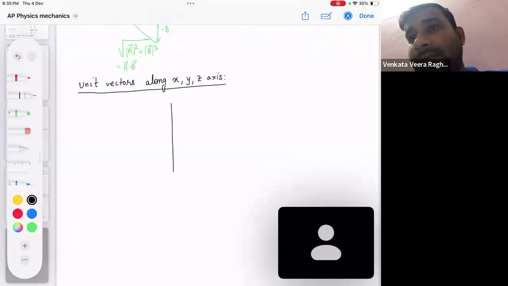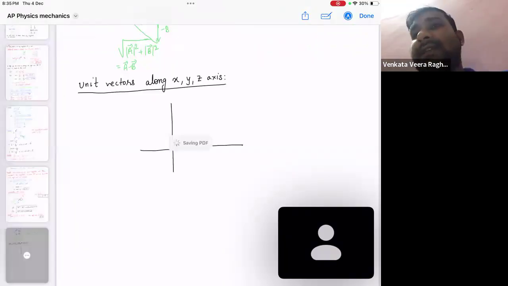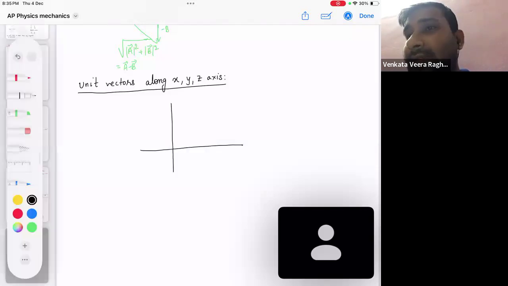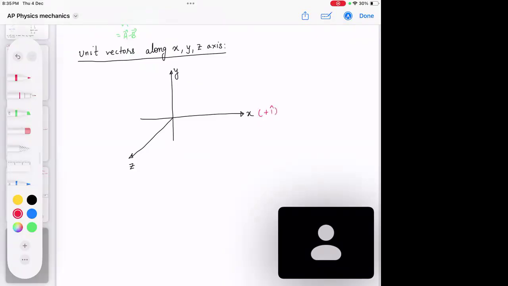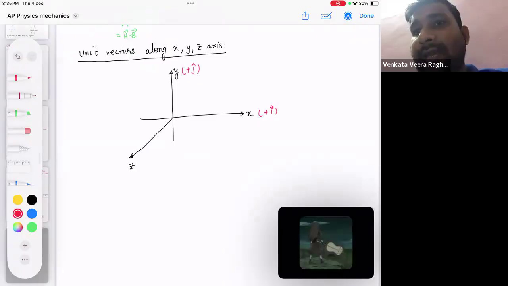We have actually how many axes? We have three axes, x, y, and z, and all three are mutually perpendicular to each other. X-axis is this one, y-axis is this one, and z-axis we have this one. So can you tell me what is the unit vector along the x-axis? The unit vector along the positive x-axis is called i cap. Along the y-axis it is called j cap, and along the z-axis it is called k cap. Is that clear?